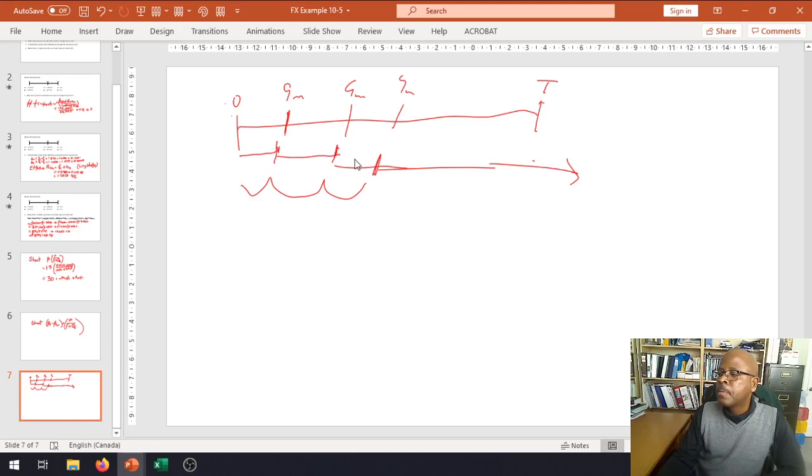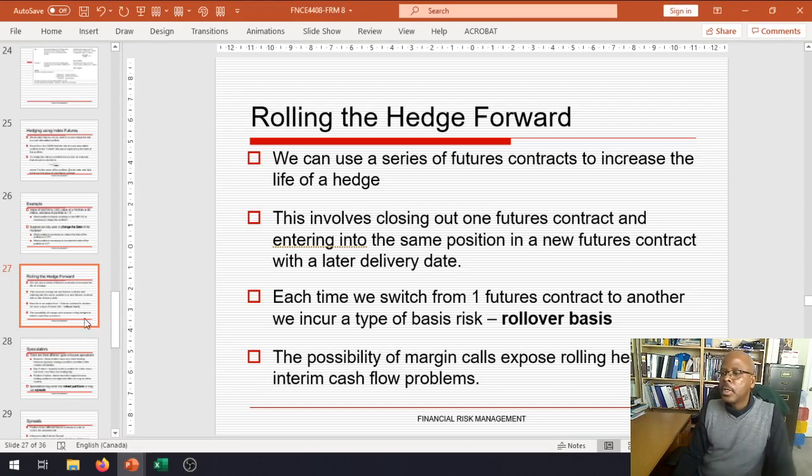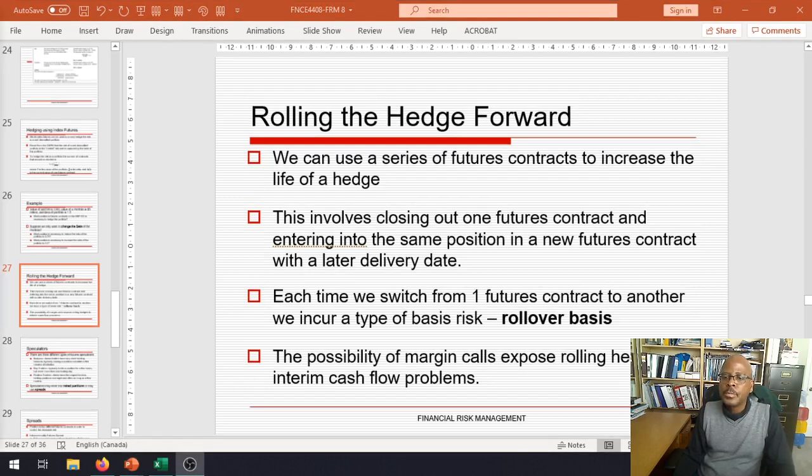Now, each time you do that, you end up incurring an additional source of risk, which is known as the rollover basis risk, that happens each time you do that.